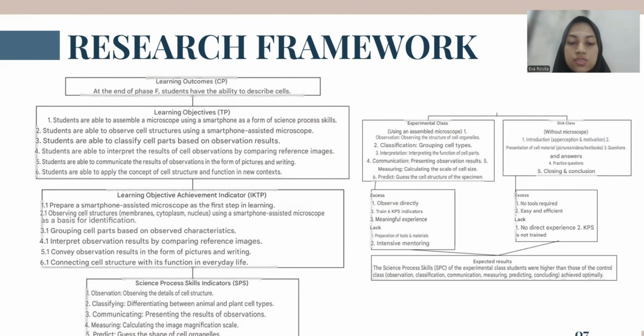The strengths of the experimental class are direct observation, training all 6 SPS indicators, and providing meaningful experience. The weaknesses are that it requires tool preparation and intensive supervision. For the control class, the strengths are that no tools are needed, making it easy and efficient. However, the weakness is that students lose hands-on experience, so their SPS is not trained.